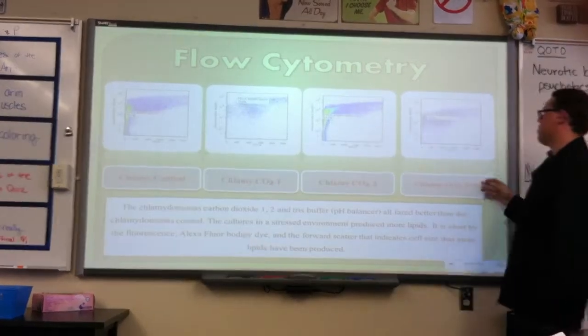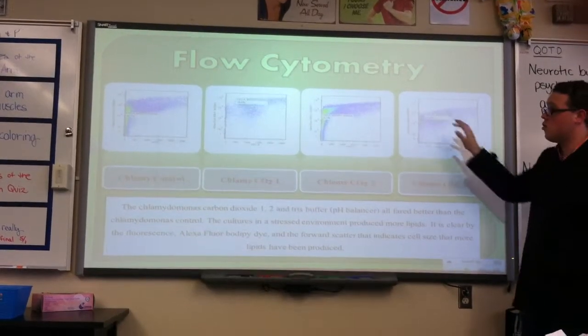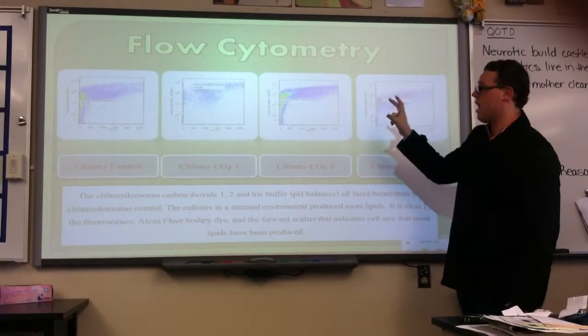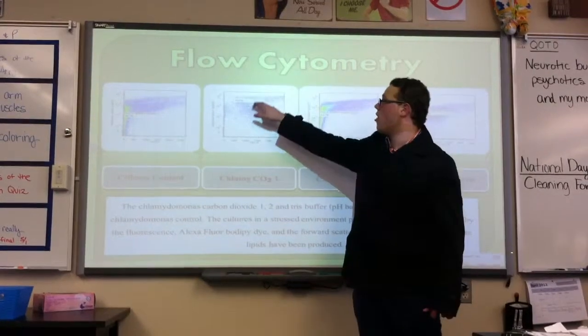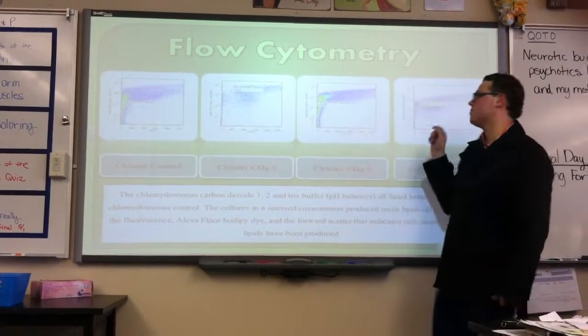And then with tris, it was kind of an intermediate range. You kind of had the full spectrum all the way, not as good on lipid production and not as bad as the second graph on size. But this graph right here is the best overall out of all we've seen with regards to cell size and lipid production.